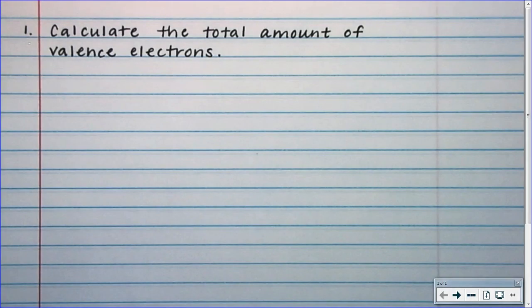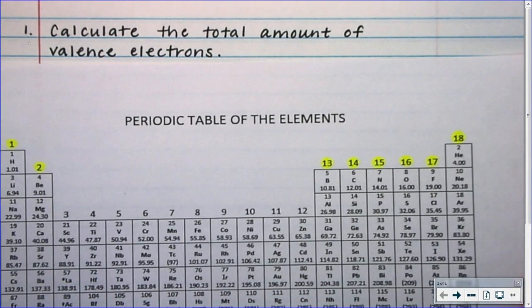Let's go ahead and work through the 6 steps using 2 different examples. We'll start with the easier of the 2 first. Before we start with step 1, calculating the total amount of valence electrons, we have to know how many valence electrons each type of element would have. To be able to do this, we need to take a look at the periodic table.